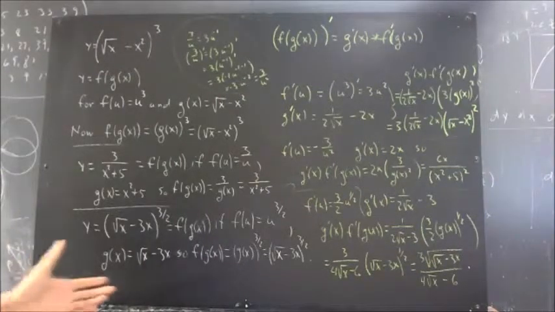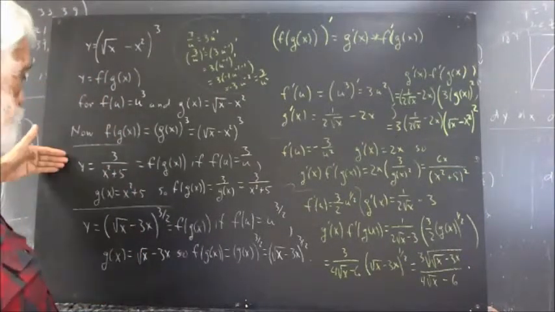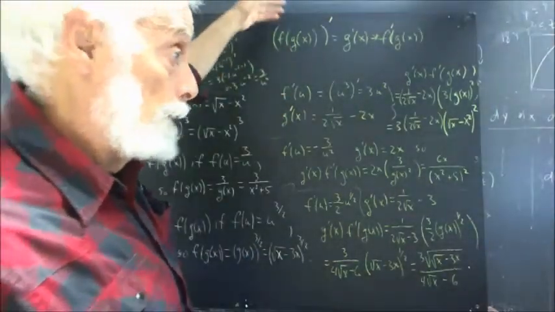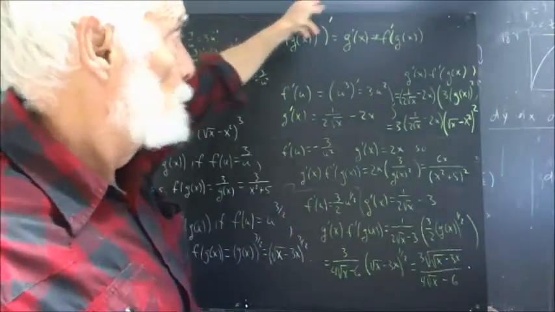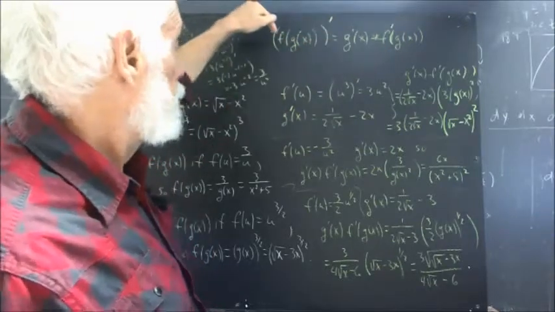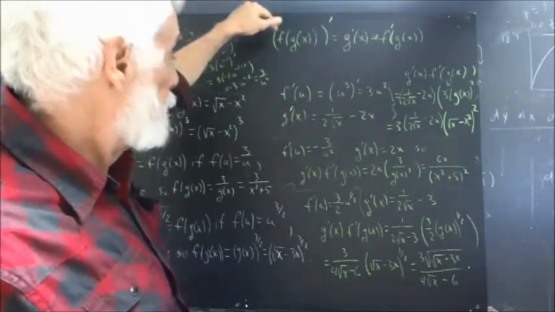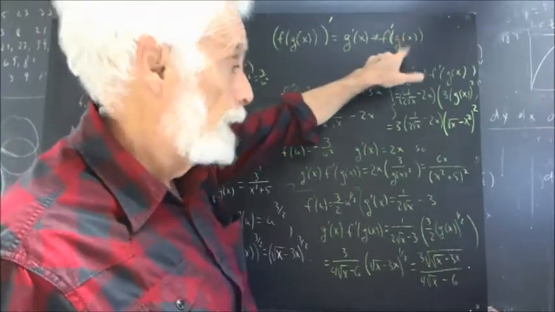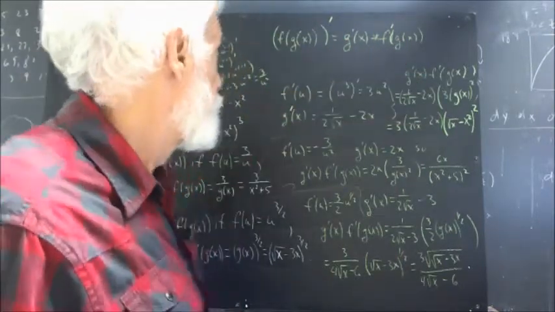Now we want to take the derivatives of these three functions. And we do this using the chain rule. Now the chain rule says, and I'm using the prime notation, that the derivative of f of g of x is g prime of x multiplied by f prime of g of x.